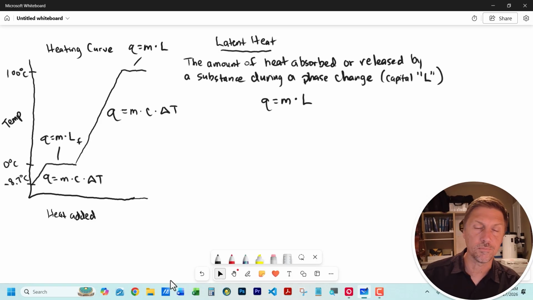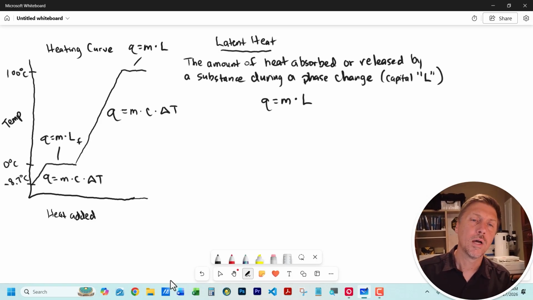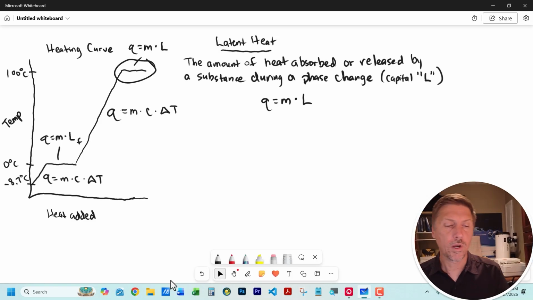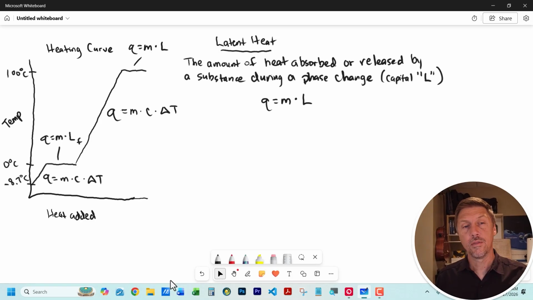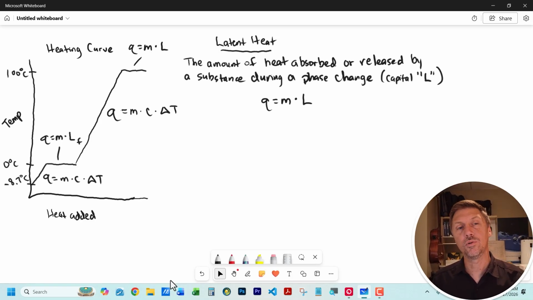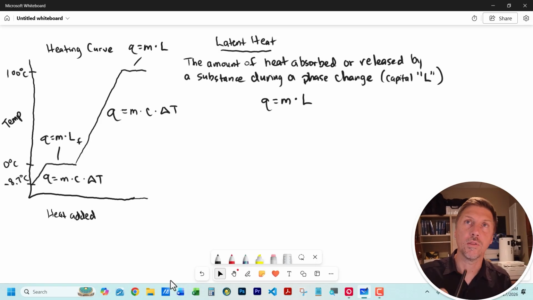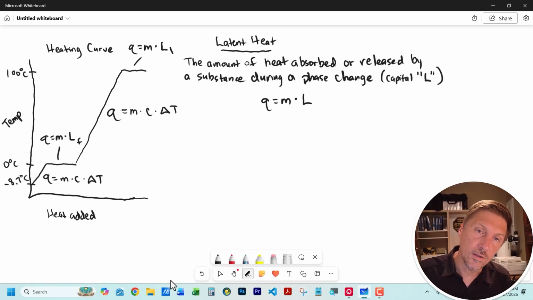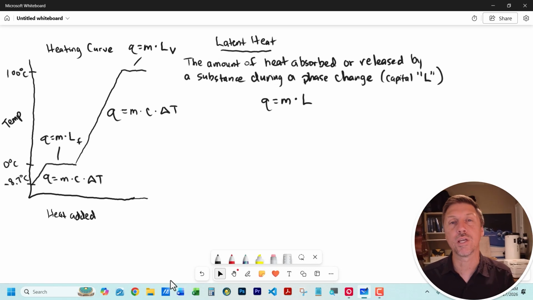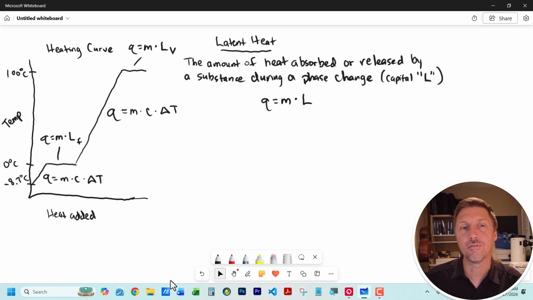But if we're up here at the top of the graph, where, in the way our graph is laid out, the water is changing from liquid to gas, we're going to use what do we call that? We call that vaporization. This one's nice because the little subscript makes sense. So we're going to use LV, which is the latent heat of vaporization.